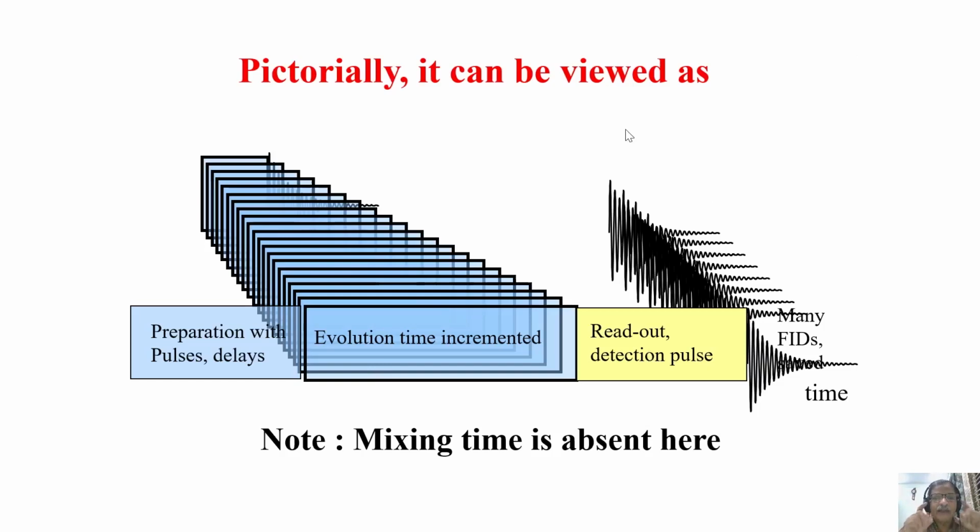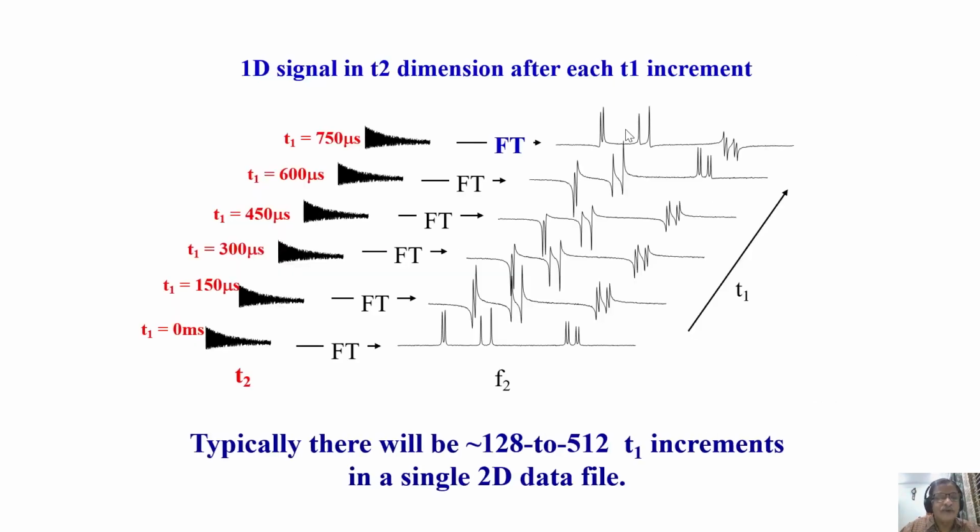I said time and frequency are Fourier pairs. We have to convert them to the frequency domain. We will do that. So now the 1-dimensional signal in the T2 dimension is collected after each T1 increment, like this. What happens? I keep incrementing the T1, the FID is like this, and we do the Fourier transformation. In the F2 dimension, the signal appears with different phases like this. Why? Because when there is a delay in sending the pulse and starting to collect the data, there is always a phase delay. So there will be a phase distortion. But in this case, the phase is uniformly changing because we are uniformly changing this.